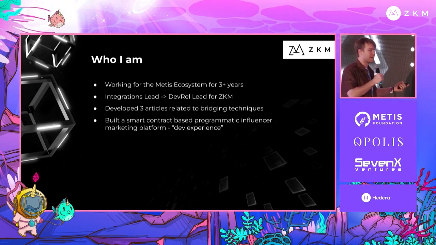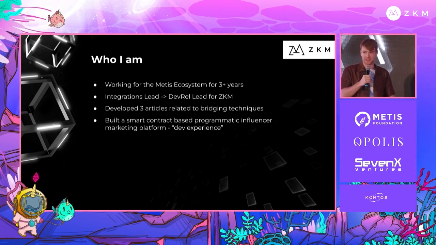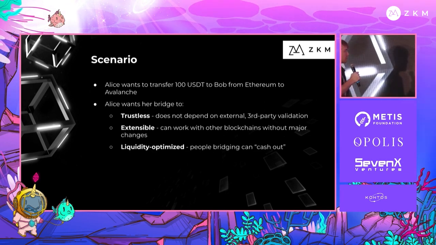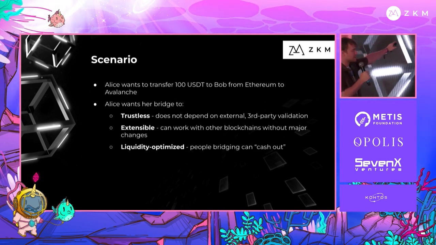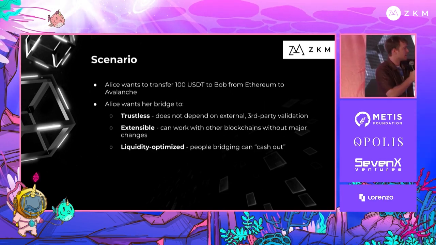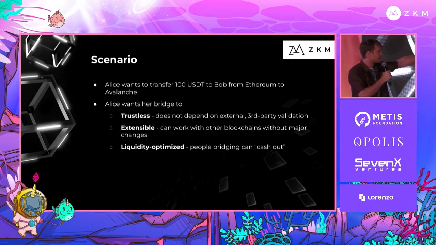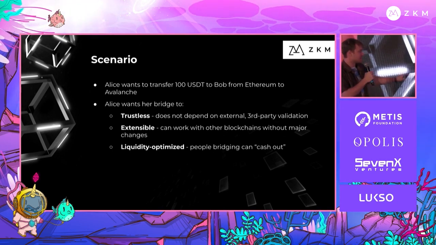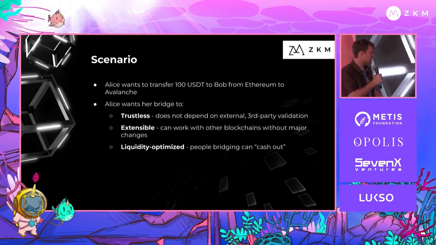So what a way to unify the entire ecosystem using bridgeless bridging. So what we have here is a scenario. Alice wants to transfer 100 USDT to Bob from Ethereum to Avalanche. Alice wants her bridge to be trustless, extensible, and liquidity optimized.